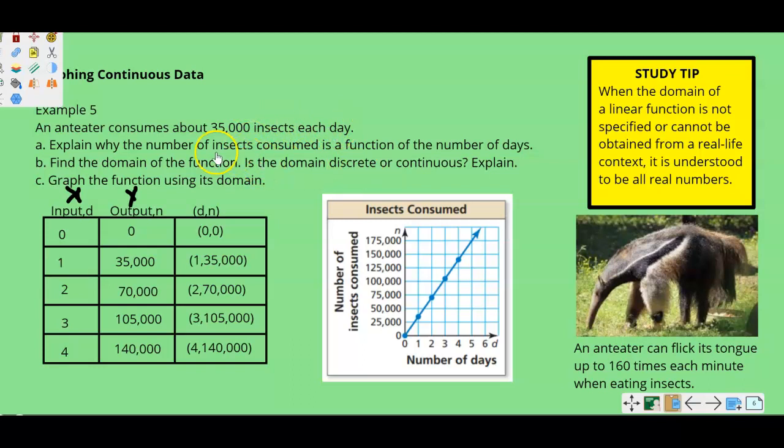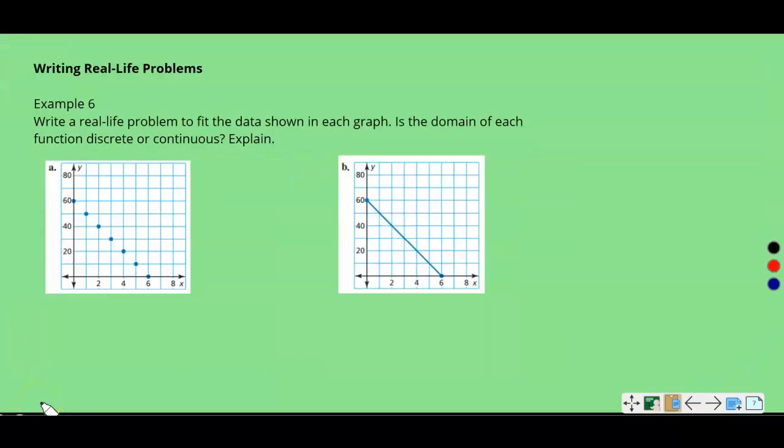So useful information. All right, last example is writing real life problems. Okay, so when it says writing, that means you have to come up with a real life problem to fit the data shown in each graph. Is the domain of the function discrete or continuous? Explain. All right, so this is very important to our standards.